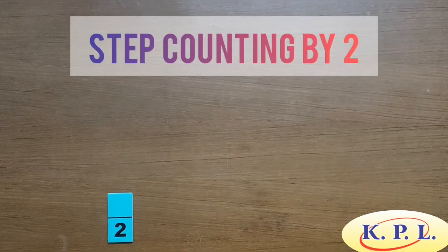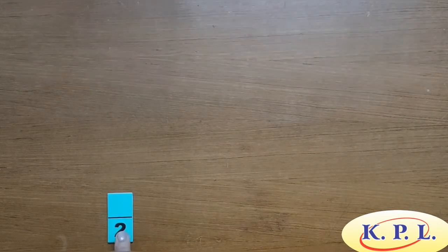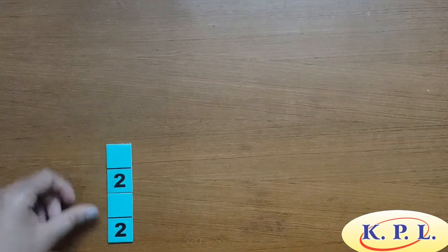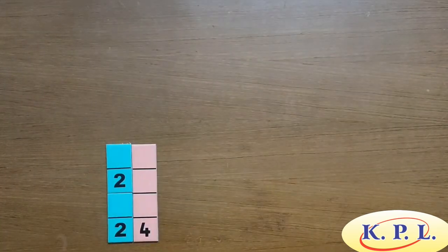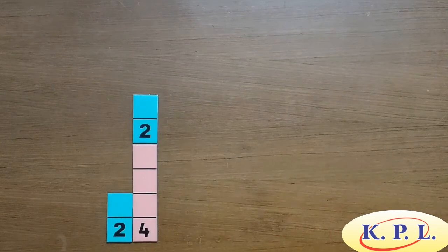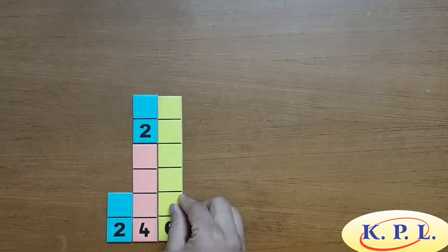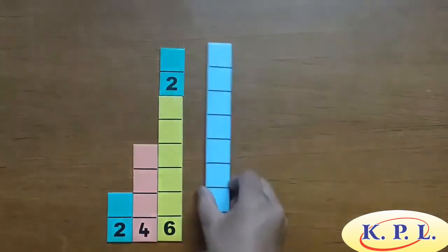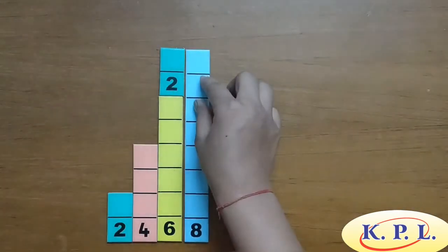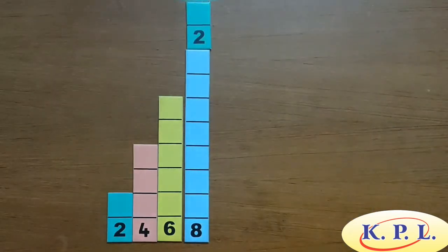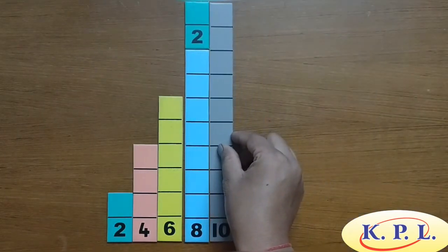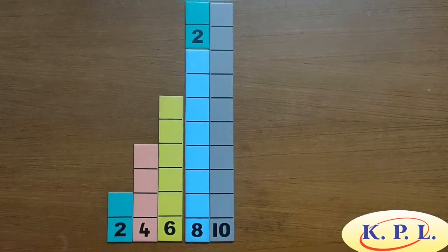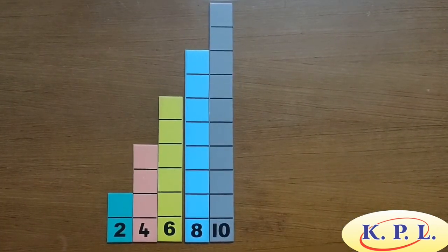Step counting by 2. Let us start with digit 2. Now, we will add 2 in every step to obtain the next step, like 2 plus 2 is 4. 4 plus 2 is 6. 6 plus 2 is 8. And 8 plus 2 is 10. This is step counting by 2. Let's move on to one more activity.